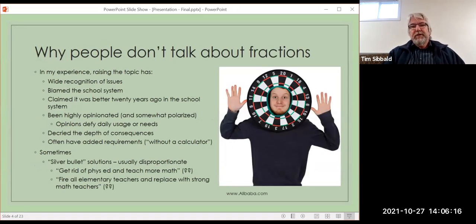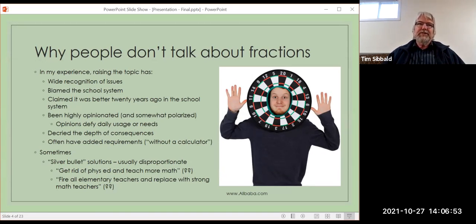So the first thing I want to address is why there's a degree of reluctance to talk about fractions. There are people who will readily talk about fractions, and Derek and I had a little exchange earlier, and we're comfortable talking about it. But in many situations, I feel like this guy where I'm the bullseye, and if there's mudslinging to be done, I'm making myself into a target.